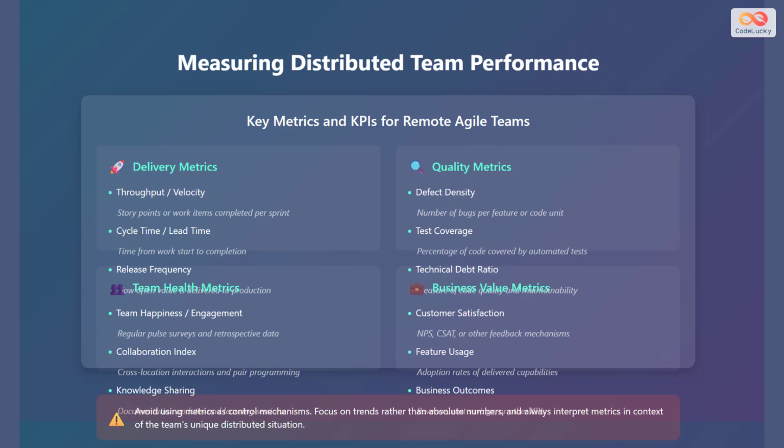Then there are team health metrics. This includes team happiness and engagement. Collaboration index is the cross-location interactions and pair programming. Knowledge sharing includes documentation updates and learning sessions. Finally, there are business value metrics. Customer satisfaction, feature usage, and other key performance indicators. Avoid using metrics as control mechanisms. Focus on trends rather than absolute numbers, and always interpret metrics in context of the team's unique distributed situation.